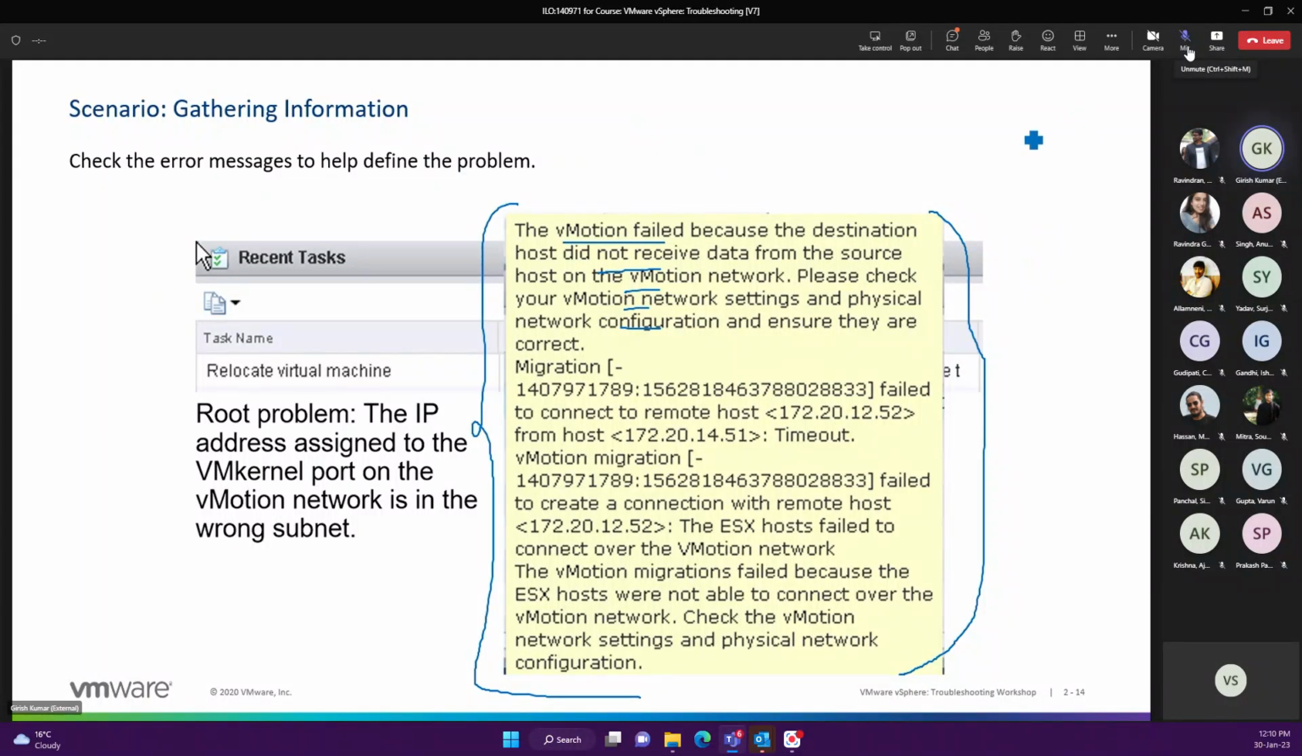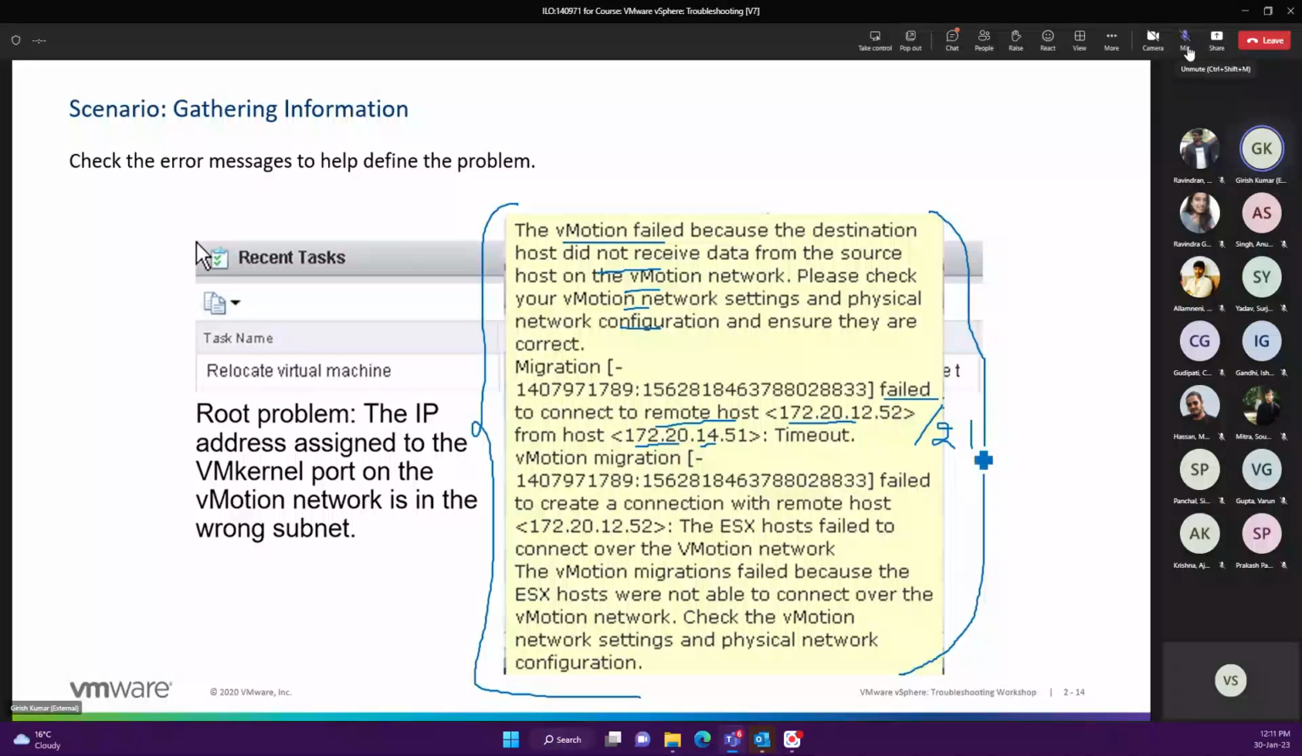So what network is it using? You can see if you focus from here: failed to connect to remote host on 172.12.52 and 172.14.51. If you open both hosts' vMotion VM kernel port groups, you can see the subnet mask must be /24.